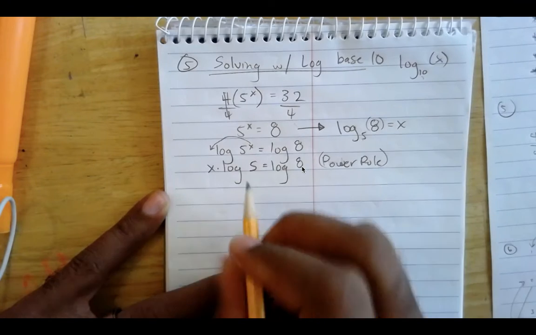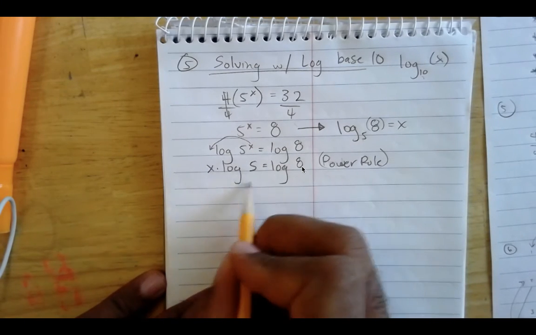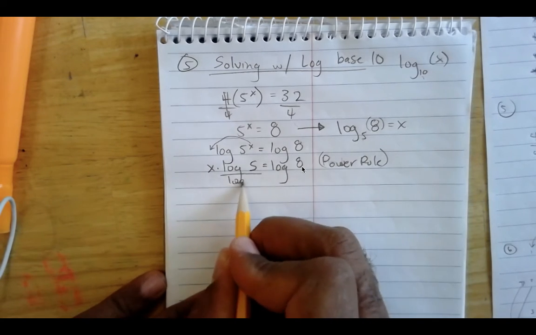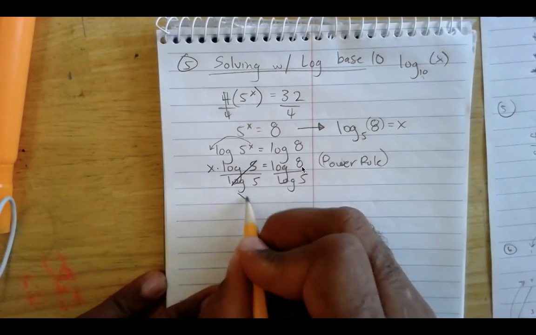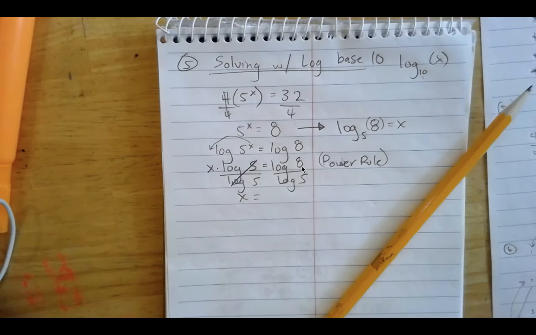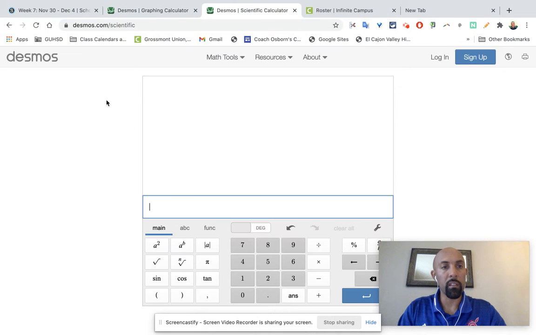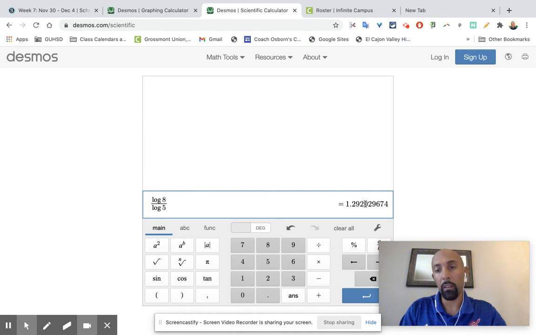Okay, and now I've got x over here, so I want to get rid of this log, and I'm going to divide it on both sides. So that cancels. And now what I have to do is divide log of 8 by log of 5. I'm going to use the scientific calculator for that operation. So type log of 8 divided by log of 5, and there it is. And when you do logs and exponentials, you want to round your answer to the nearest thousandth. So 1.292.